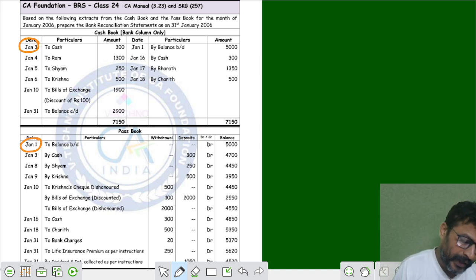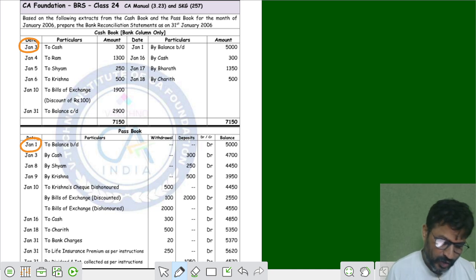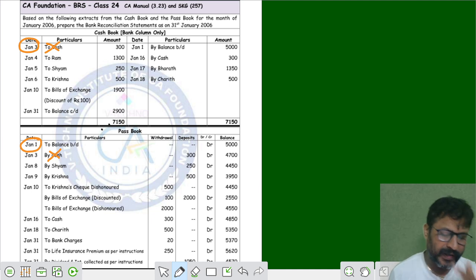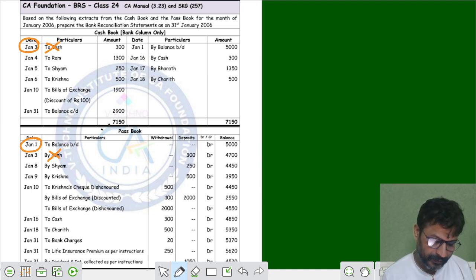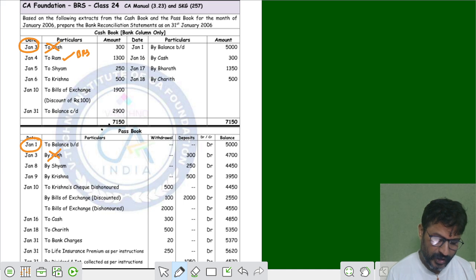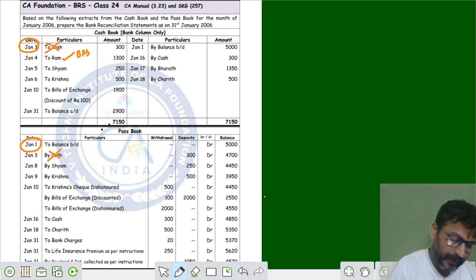For example, we have a 2 cash. Here also we have a buy cash, because 2 in cash book becomes buy in passbook. Since it appears on both sides, we should not do the BRS for this. See, we have a Ram. Ram is not there, so we have to do the BRS. Sham is here, Sham is also here. Even you can see the number, 250 and 250. So ignore the Sham because it is the same person.